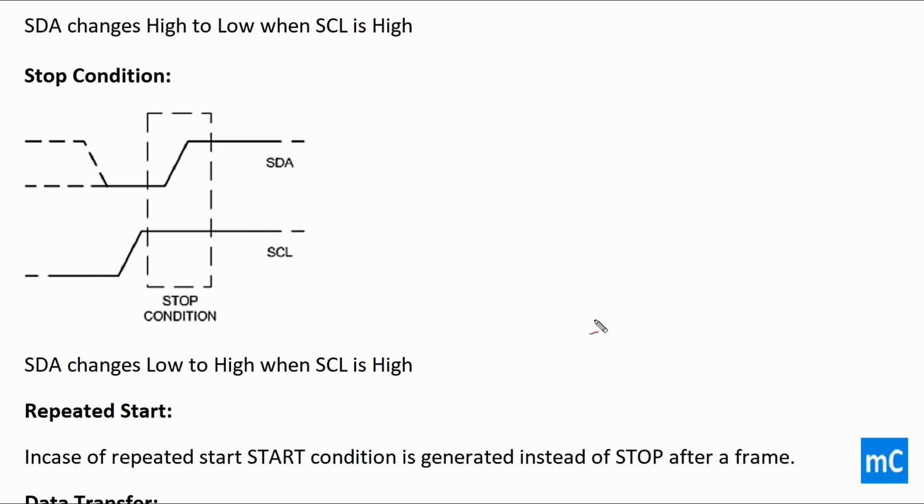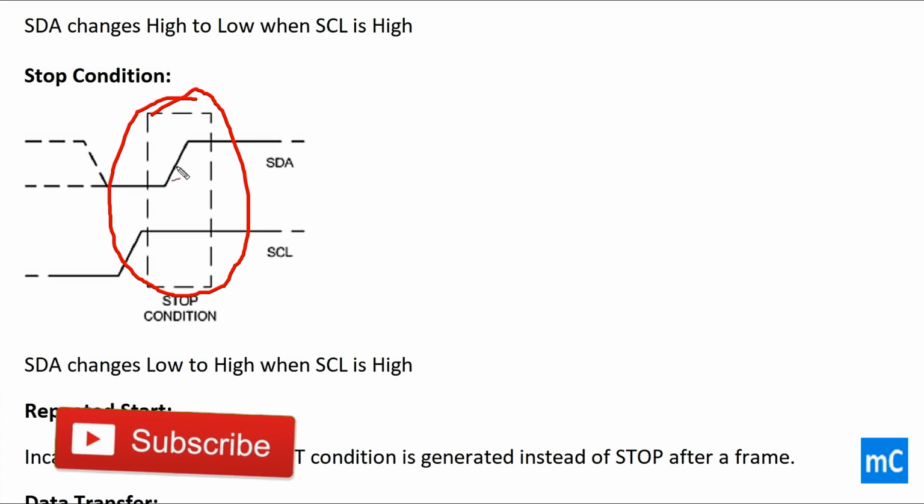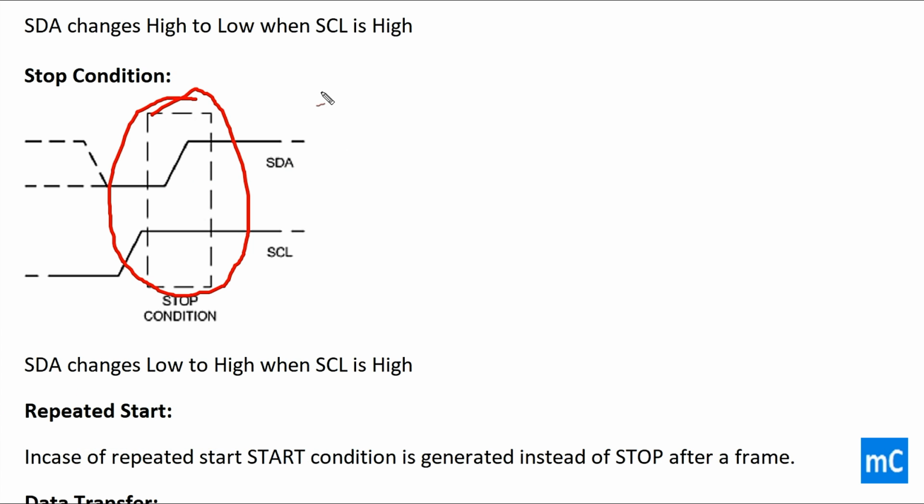The stop condition of I2C is shown here. Here the data line changes from high to low. Here the data line changes from low to high when the SCL is high. This is the stop condition of I2C communication.